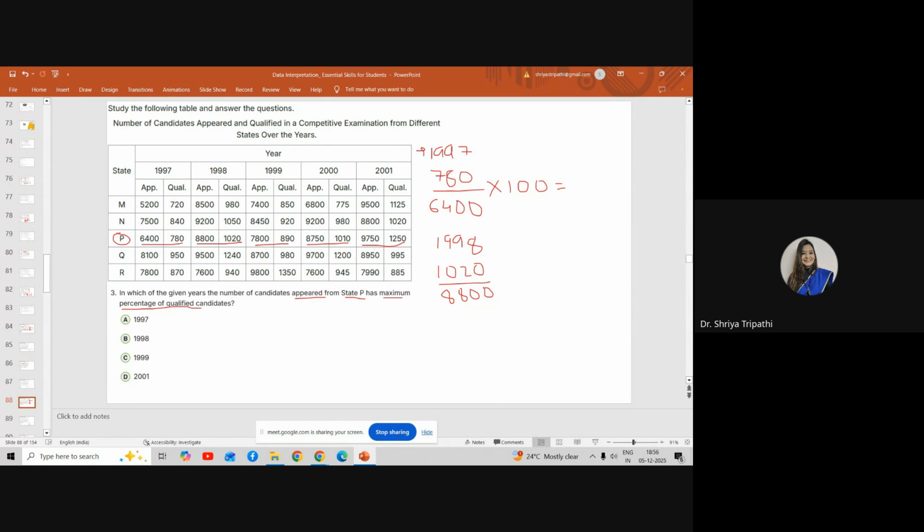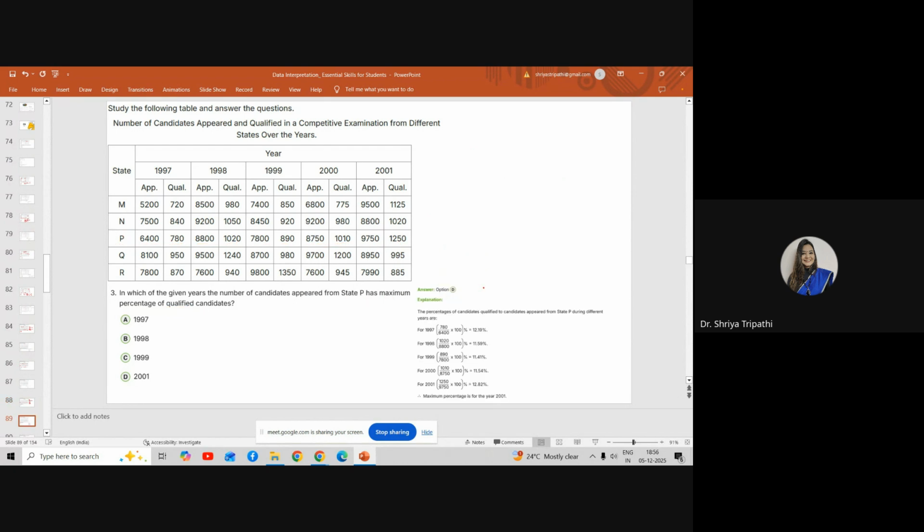Wait, I'll show you this image. Just cross check if it is the same as this image. For 1998, 12.19, then 11.59%, then 11.41. So the highest we have is in 2001 with 12.82. Everyone is getting the same answer. 12, 11, 11, 12. Okay, good.